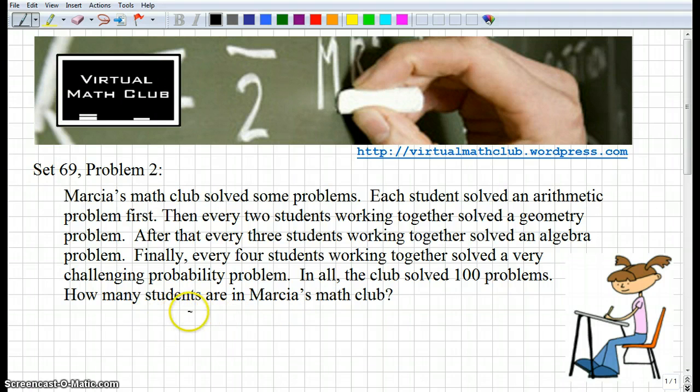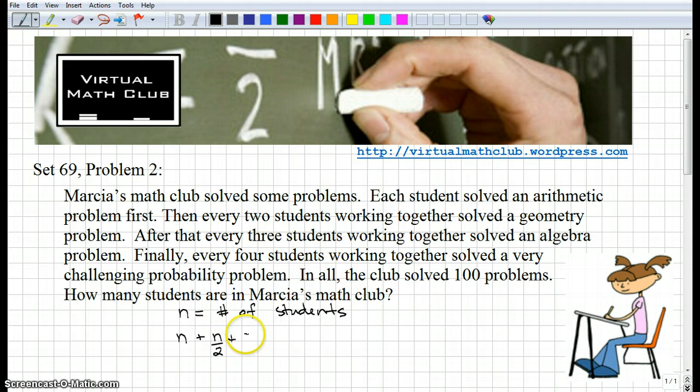All right. Well, let's let n be the number of students in the math club. And then, if we wanted to count up the number of problems that were done, every student did one arithmetic problem first, so that's n problems. And then every two students working together solved the geometry problem. So n over 2 would be the number of geometry problems that were solved, right? Because you've got two people working together on each one.